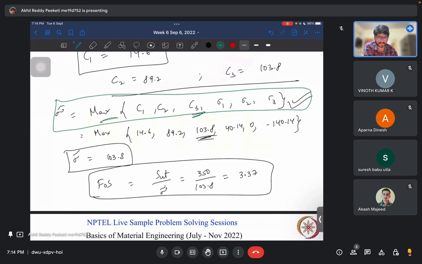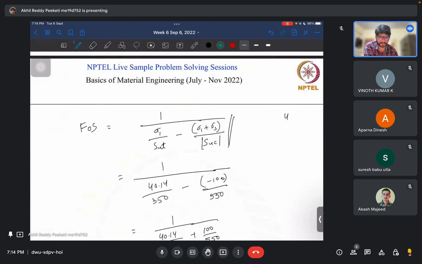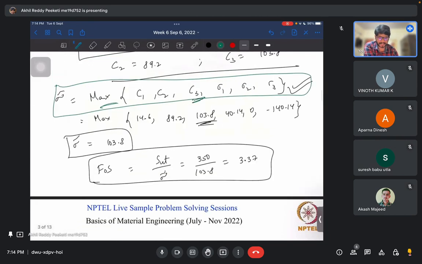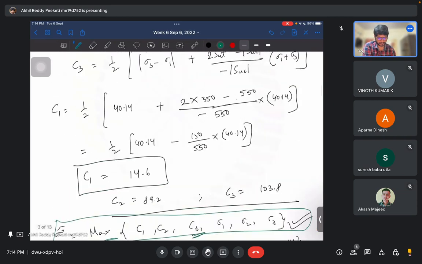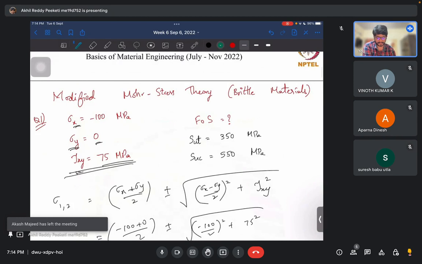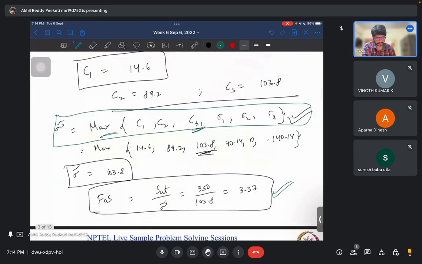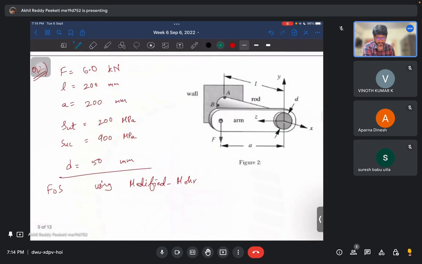Maximum of C1, C2, C3, sigma 1, sigma 2, sigma 3. So even in the case where type 2 is true, if you use this maximum, it will come out automatically. So if you use this, you will get every case. So that is the first question: if you are given a 2D stress state, how do you estimate for brittle materials using modified Mohr stress theory? Now let's see one more question.